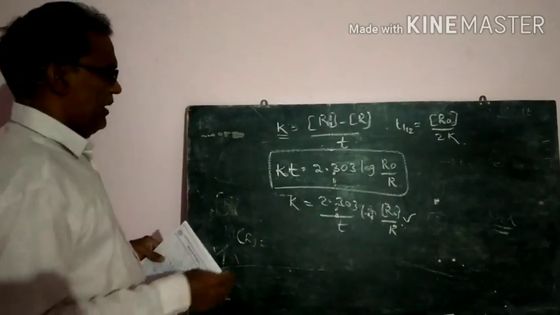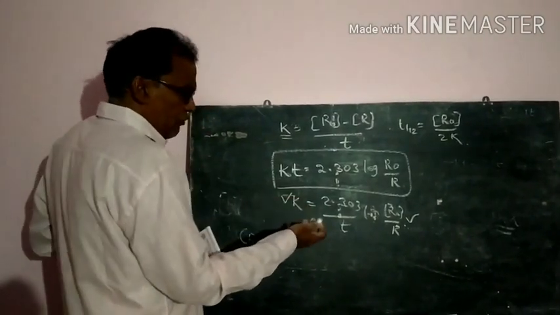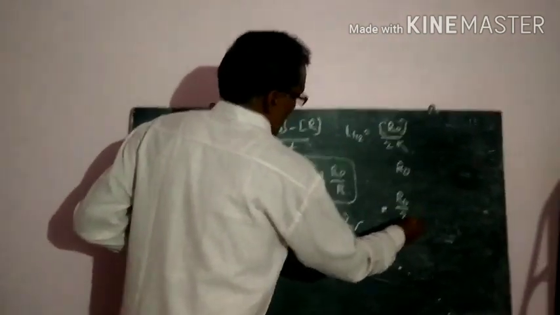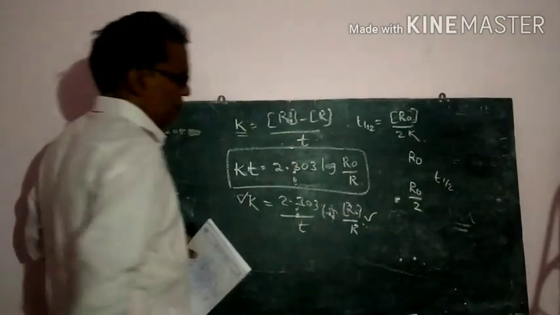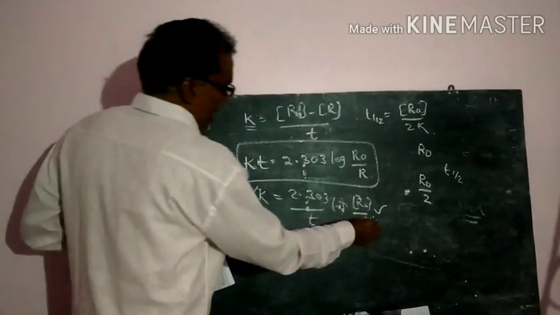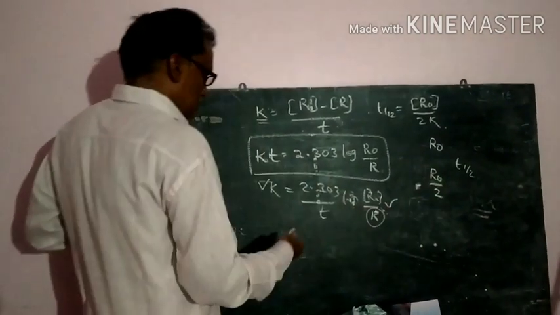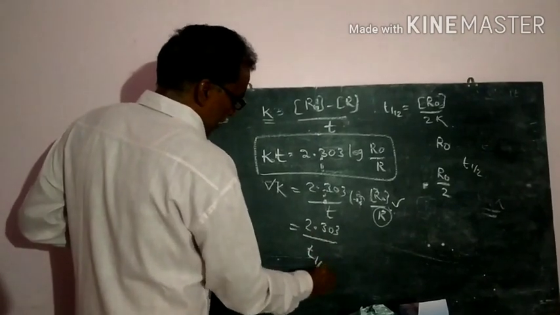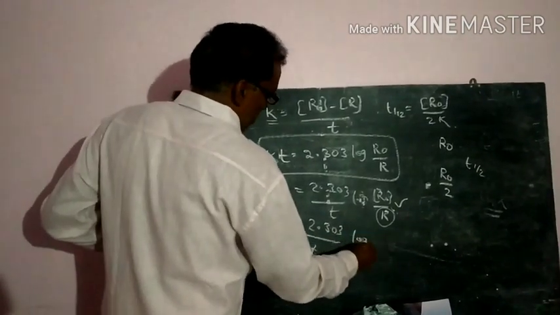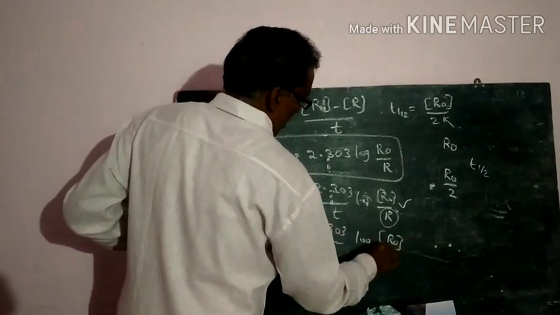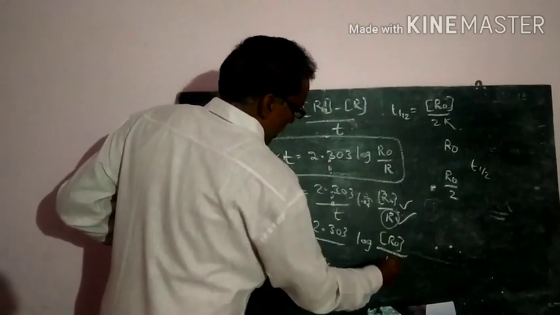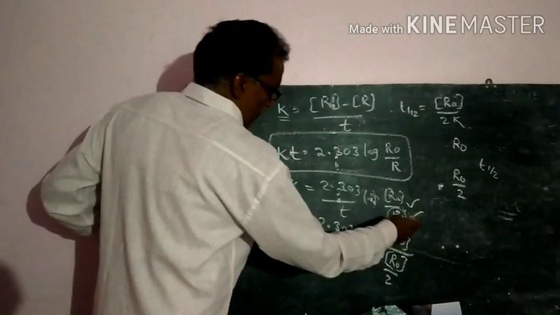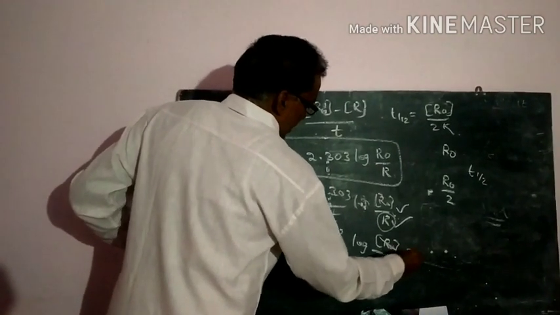For half-life period, we will calculate for this. Half-life period, what will happen? R0 should become half of its original. What is the time taken for this? So in this R final, we will write R0 by 2. That is equal to 2.303 by t half. We will write k is equal to logarithmic value of R0, but in the place of final concentration we will take R0 by 2. Then 2 will go up. Then what will happen? These two will be cancelled and you will get 2.